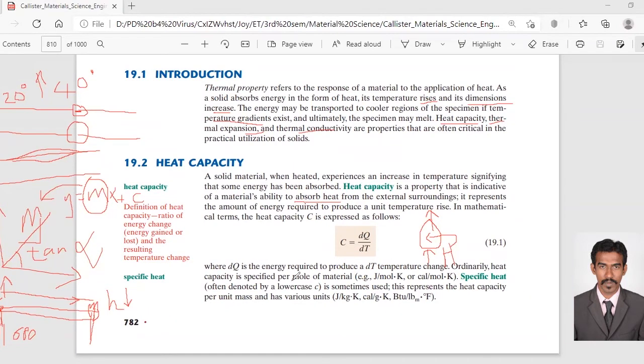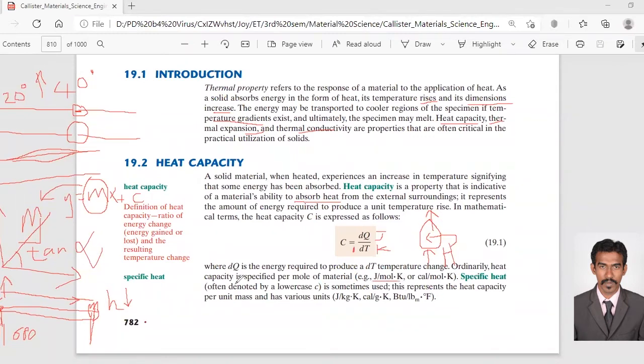Ordinarily, heat capacity is specified per mole of material, that is joule per mole Kelvin. This is the usual notation: joules, that is energy, per mole Kelvin. Temperature is measured in Kelvin, energy in joules, and this is for 1 mole of substance. So the unit is joule per mole Kelvin.